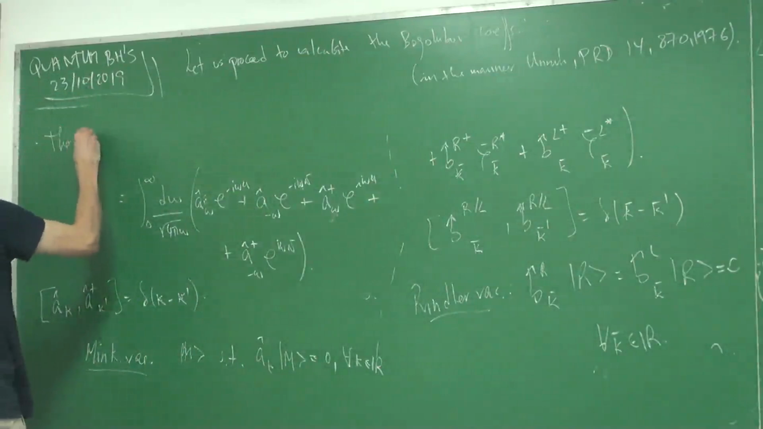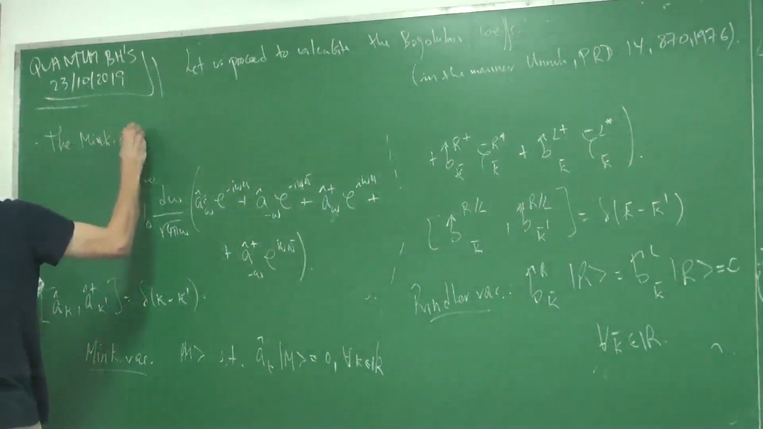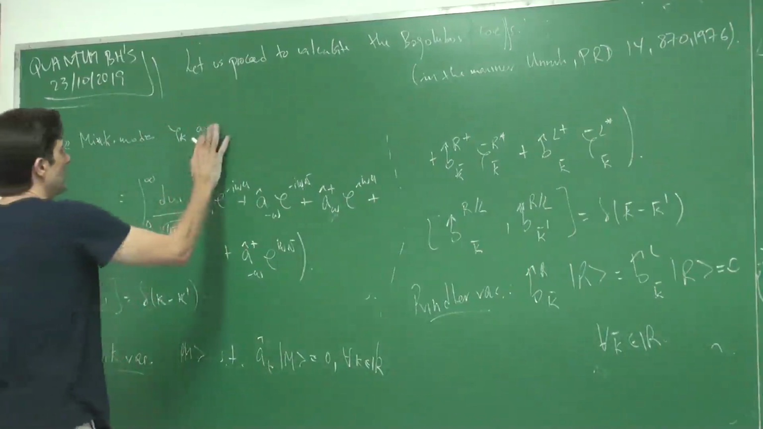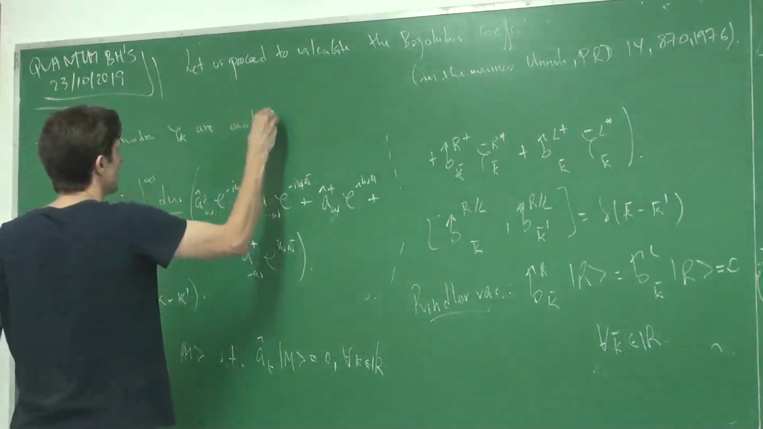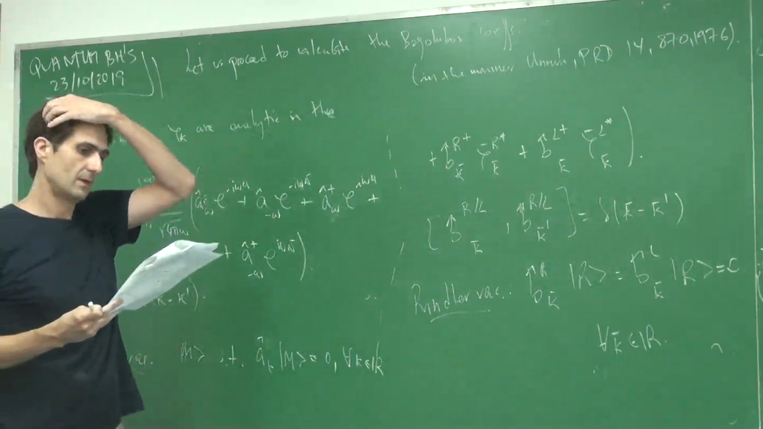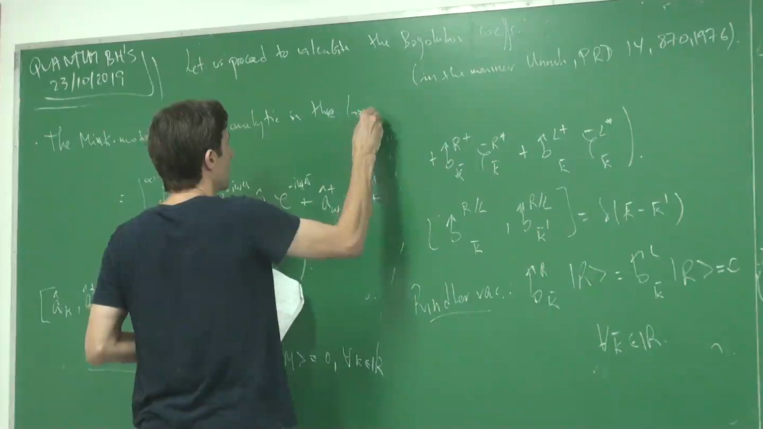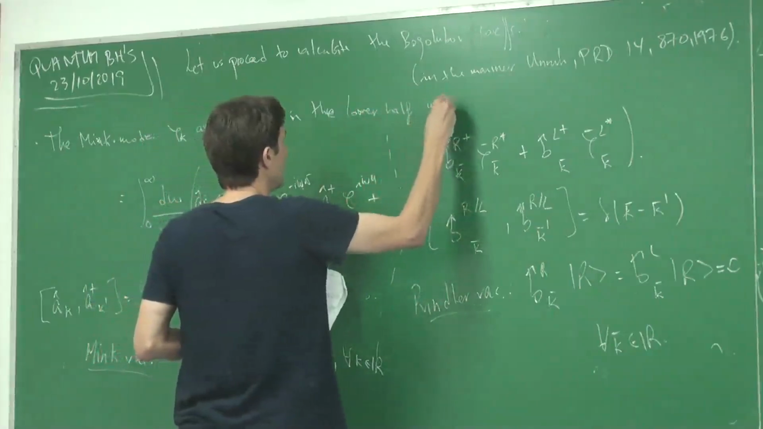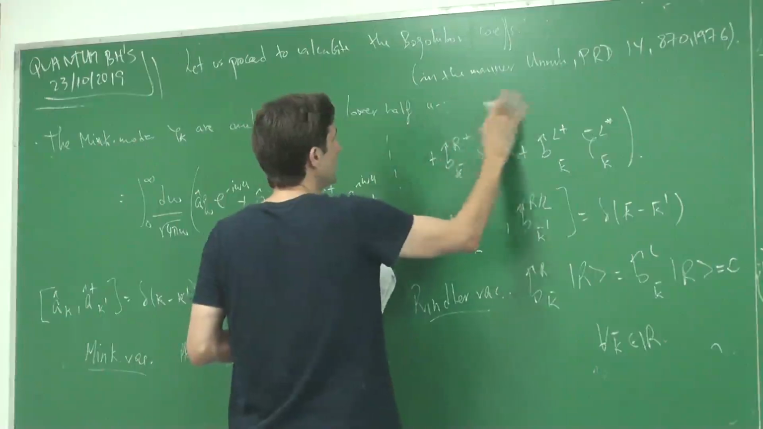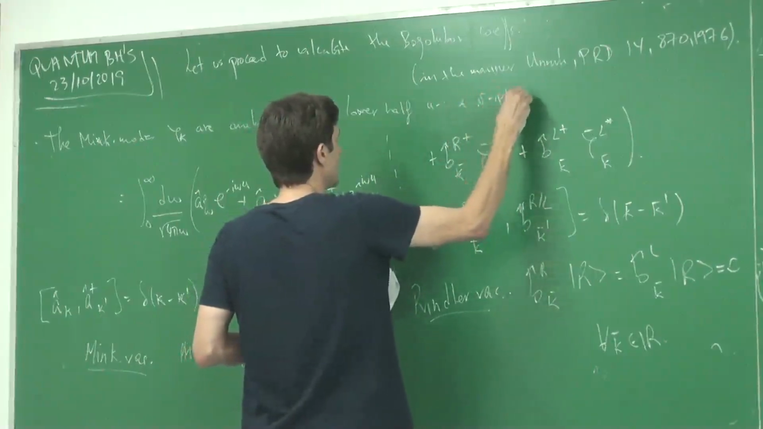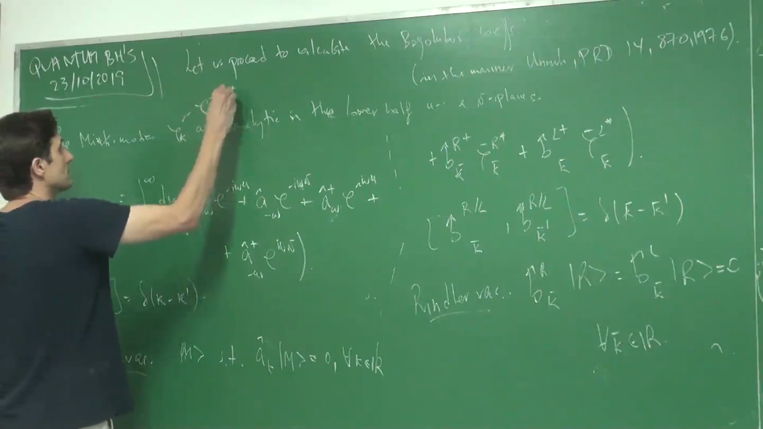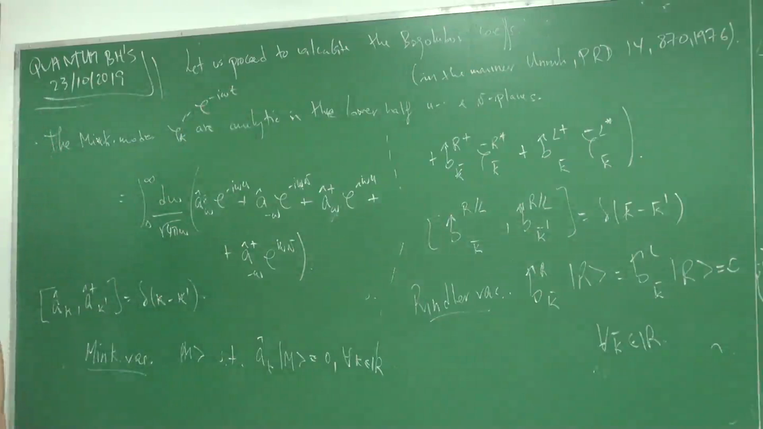Okay, so the Minkowski modes, phi k, are analytic in the lower half U plane and V plane. They're also bounded in those planes.